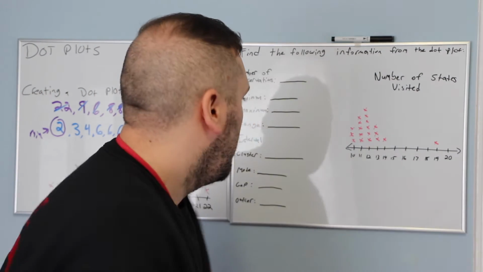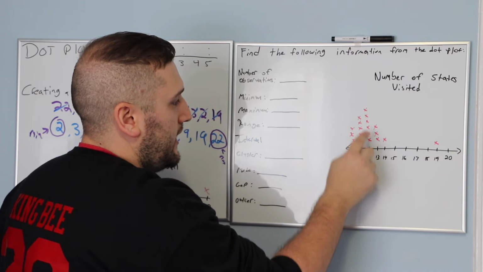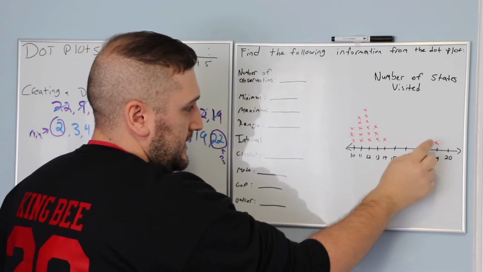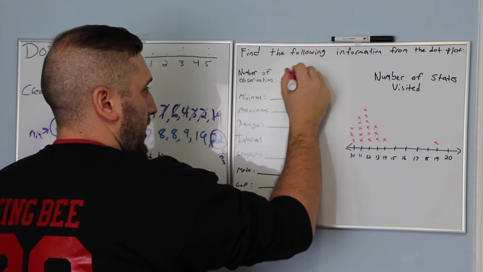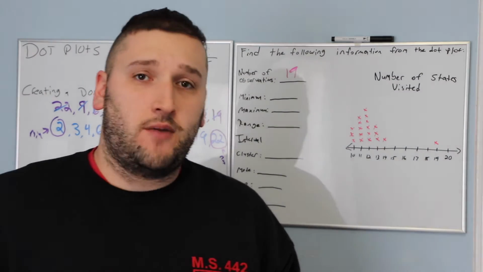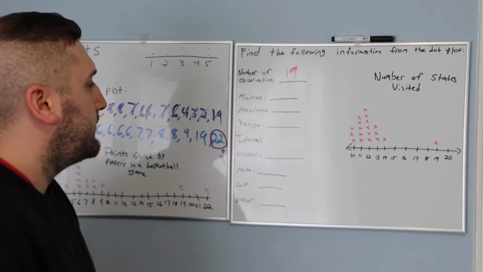And that's simply it. So if I look at my dot plot here, I have 1, 2, 3, 4, 5, 6, 7, 8, 9, 10, 11, 12, 13, 14, 15, 16, 17, 18. I have 19 observations, or I have 19 x's. That's all the number of observations is. It's simply counting up how many dots or x's you see on the graph.